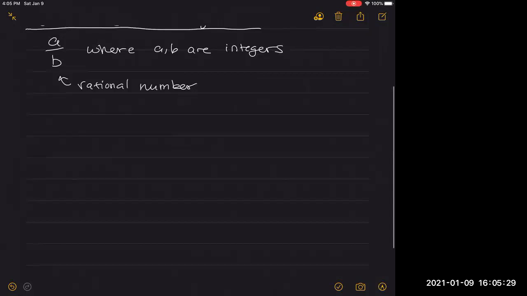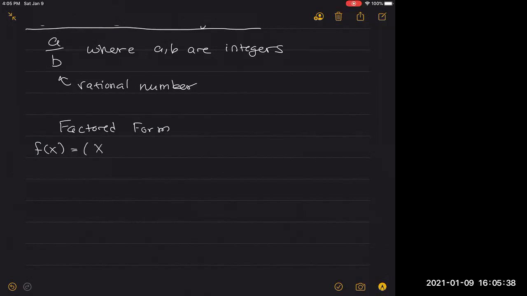So we have a factored form, and this is when our polynomial looks like this: x minus 2 times x minus 3 times x plus 1. So in this case, our zeros are 2, 3, and negative 1. This is where if you plug that number into your polynomial, you will get 0 out. So that's what it means by the zeros. So this is our factored form. And then we have our expanded form.